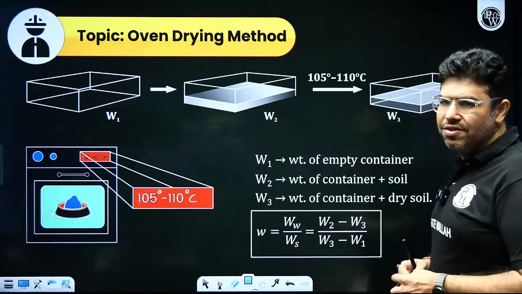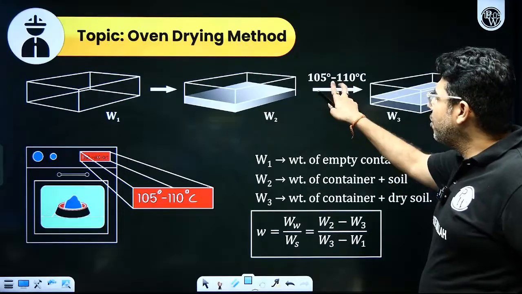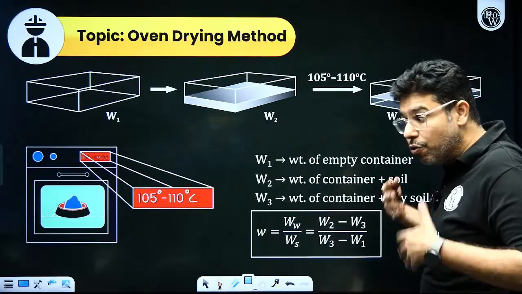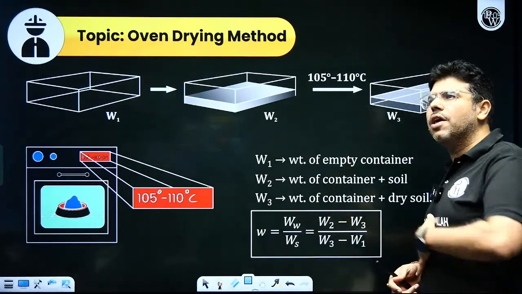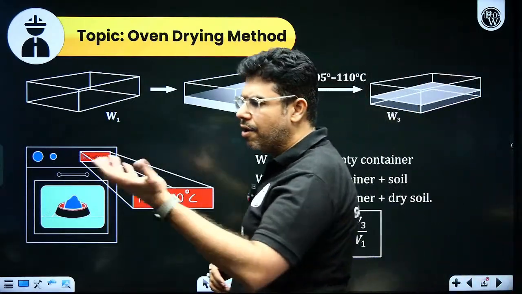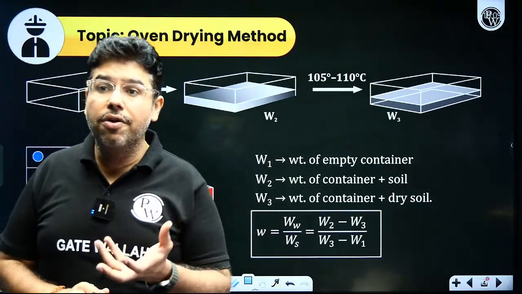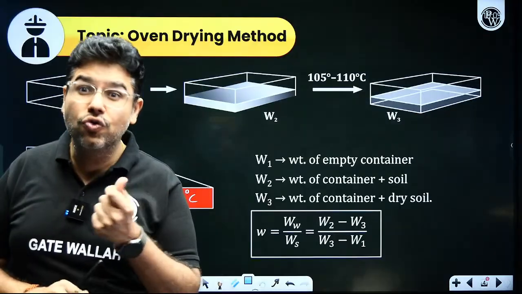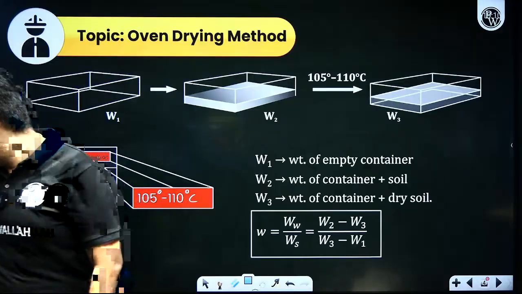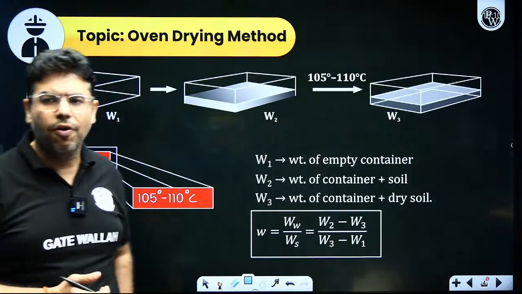Now, there are a few points that I need to discuss here. First point, why do we need to heat the soil? Why don't you just air dry the soil in the sun? Just air drying the soil in the sun will not give me dry soil, because air dried soil will have some hygroscopic water, that is adsorbed water, left. Soil has a very large affinity for water.